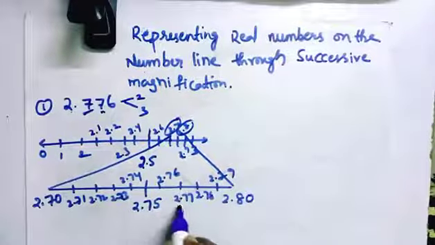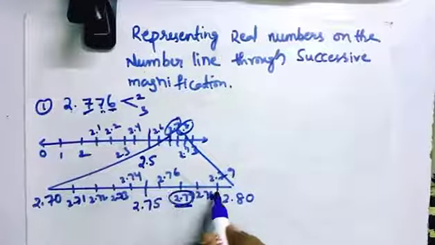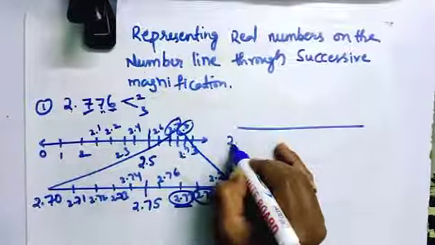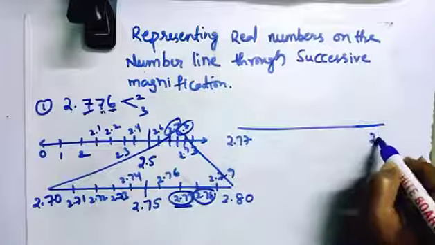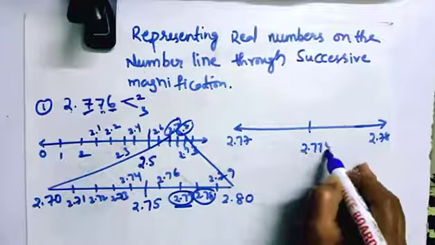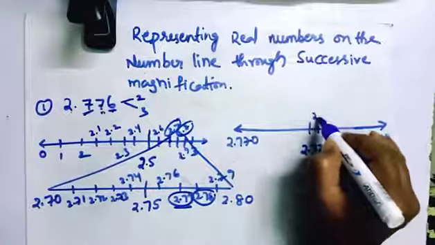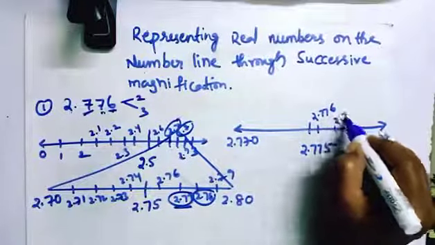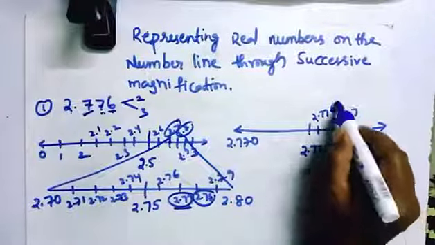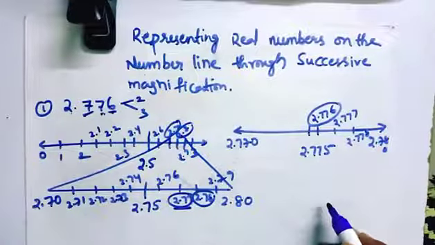Now we need to choose 2.77. Here we have it. Again after 7 we have 6. So this number will come between 2.77 and 2.78. Now we need to focus on 2.77 and 2.78. In the middle we get 2.775. Next you will get 2.776, 2.777, next 2.778. So where you get 2.776 here is our required number. Like this we are finding the given number on the number line.